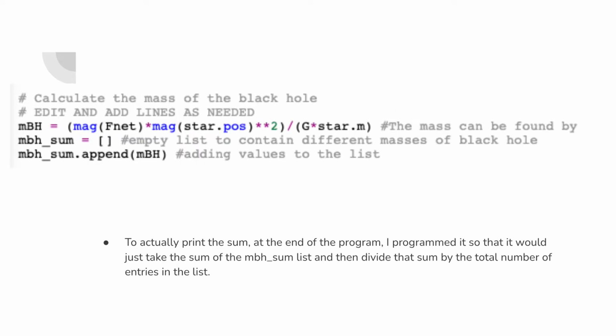In order to actually calculate the mass of the black hole, you can rearrange the gravitation formula in order to isolate M2. By doing that, you get the magnitude of net force times the radius squared divided by G times the mass of the star. I took every single result that it calculated and added it to an empty list in order to find the true average later.